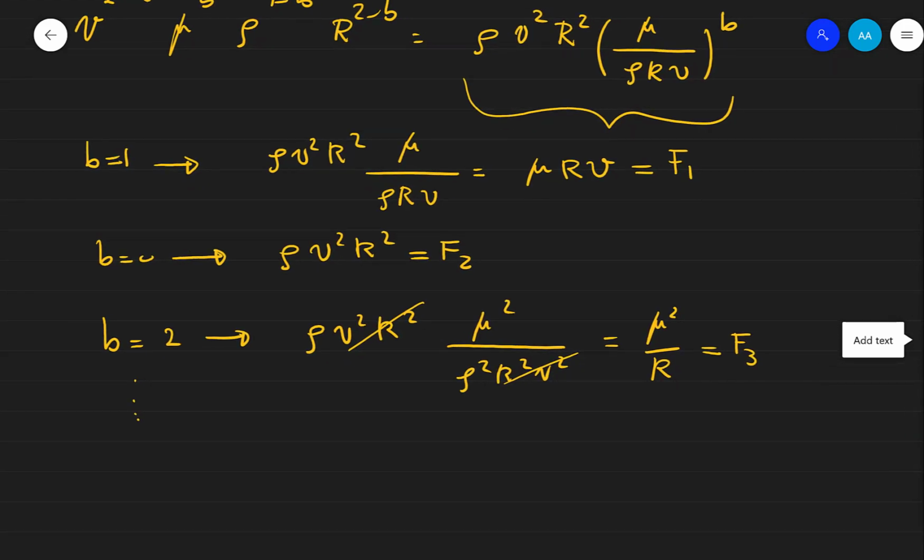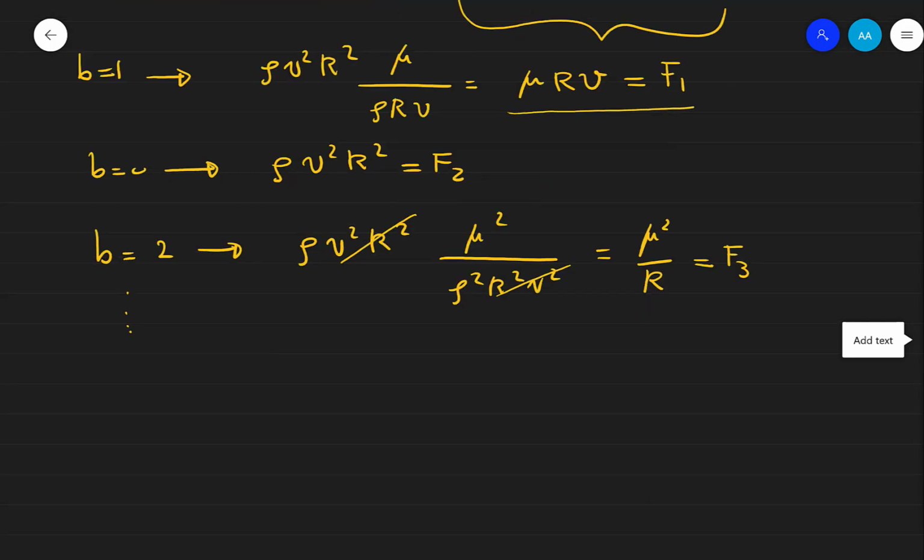F1 and F2 are special because in F1, only one parameter of the fluid appears, its viscosity. And in F2, only density appears. But if we take other values for B, we obtain different functions for force. Both of the parameters, viscosity and density, appear in that combination. These two forces, F1 and F2, have different physical interpretations.